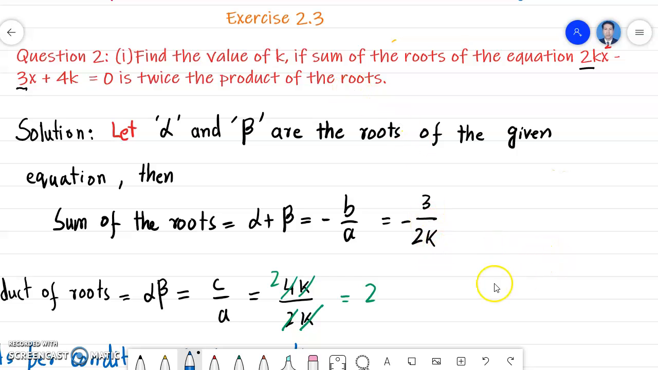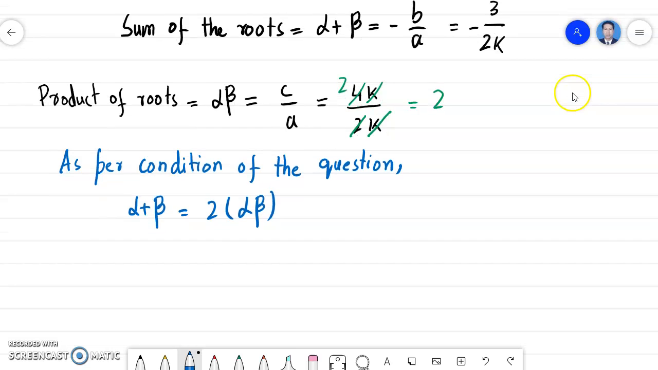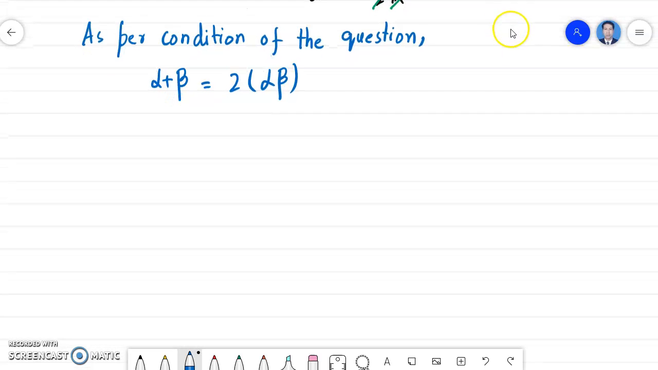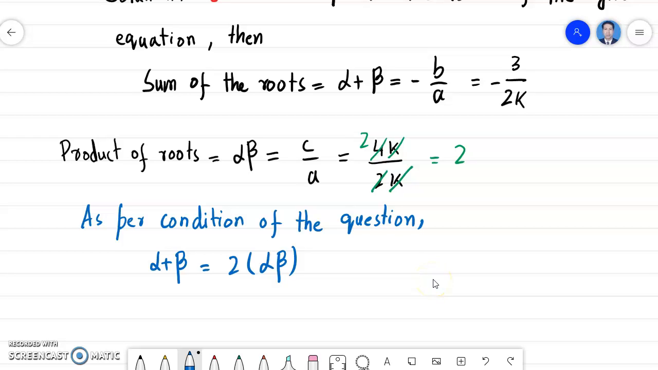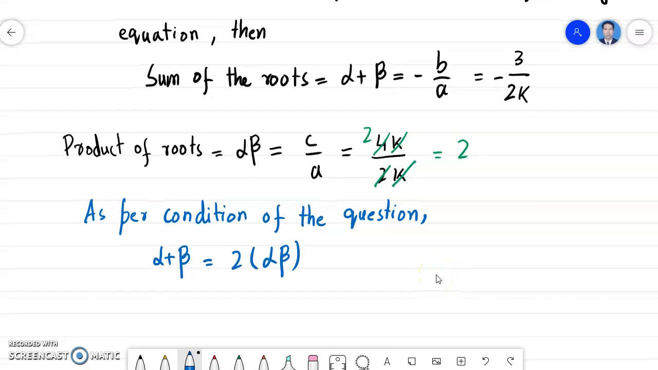So हमने कंडीशन लगा दी, sum of the roots is equals to twice the product of the roots. This is the condition. So what is the sum of the roots? We have calculated that minus 3 over 2k. This is the sum of the roots. So we will put the values. Put the values, we get sum of the roots, that sum of the roots is minus 3 over 2k, and this equal to 2, and the product of the roots, this is 2. Product of the roots is 2.